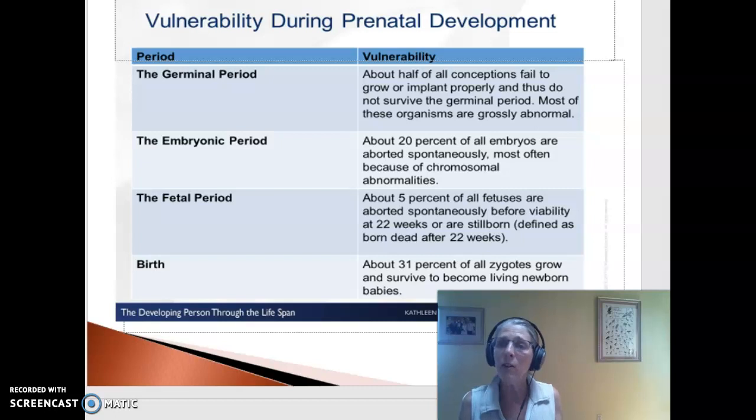The embryonic period, about 20% of all embryos are spontaneously aborted. Again, chromosomal abnormalities. And even the fetal period, about 5% of all fetuses are aborted spontaneously before getting to 22 weeks. So if it's after 22 weeks, between 22 and full term, then that would be called stillborn. That's defined then, as you can see here, as born dead after 22 weeks. So the bottom line there, birth, about 31% of all zygotes grow and survive to become living newborn babies. It's a vulnerable time.